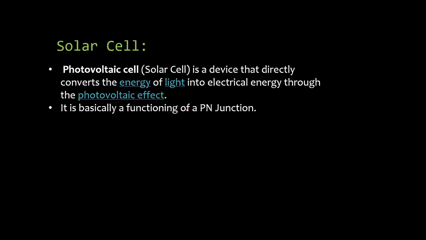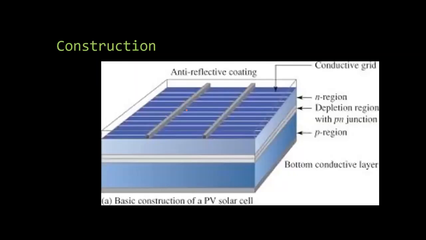Now let's talk about the solar cell. A solar cell is also called a photovoltaic cell, a device that converts the energy of light into electrical energy through the photovoltaic effect. It is basically the functioning of a PN junction. Now let's see how a PN junction can be used to convert light energy into electrical energy. As the solar panels are used in our homes, we have seen in our daily life that they take energy from the sun directly or from the light, and they supply it to us in the form of electricity. The construction of a solar cell is that there's a top layer and then there's an N region.